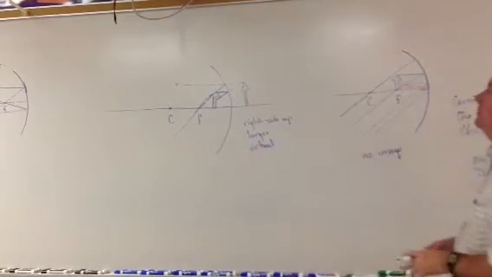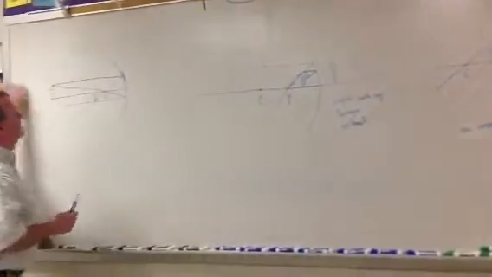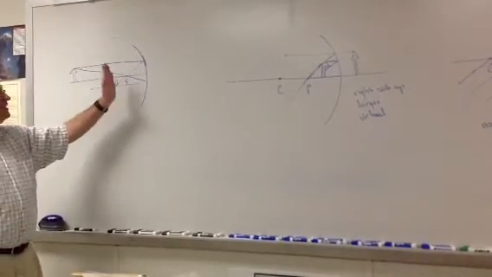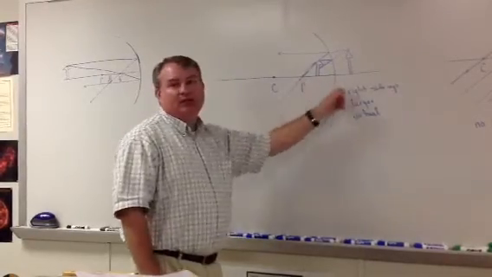So a concave spherical mirror can form real images if the object is located beyond C, at C, or in between C and F. It's going to form no image at all if it's at the focal point, and it forms virtual images if it's in between the focal point and the surface of the mirror.